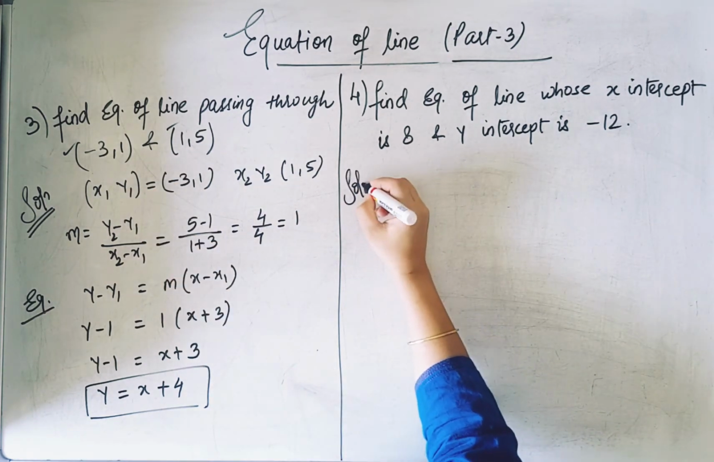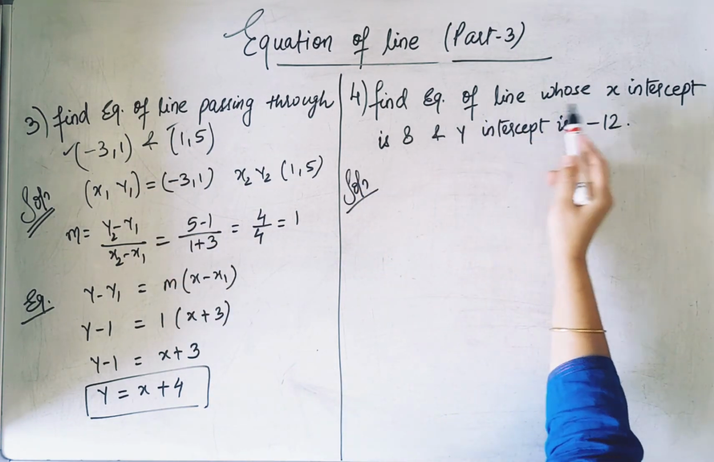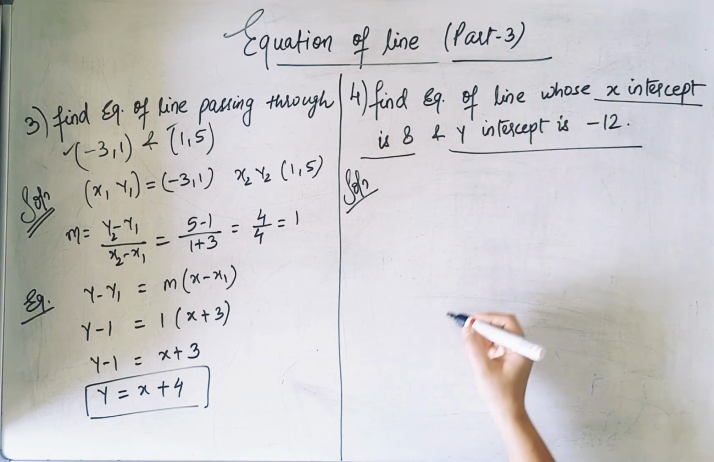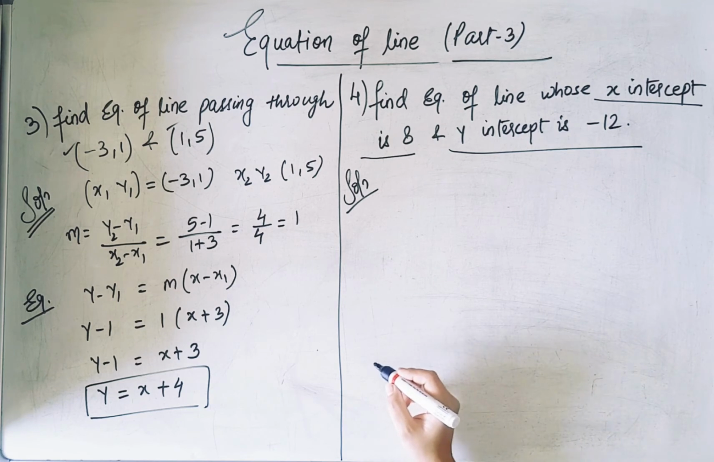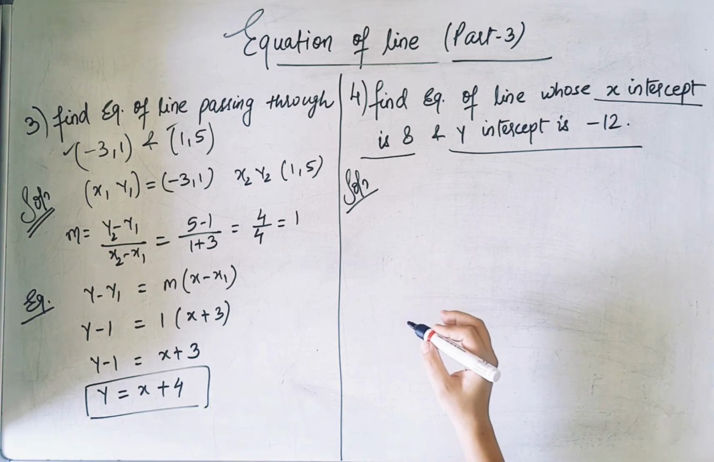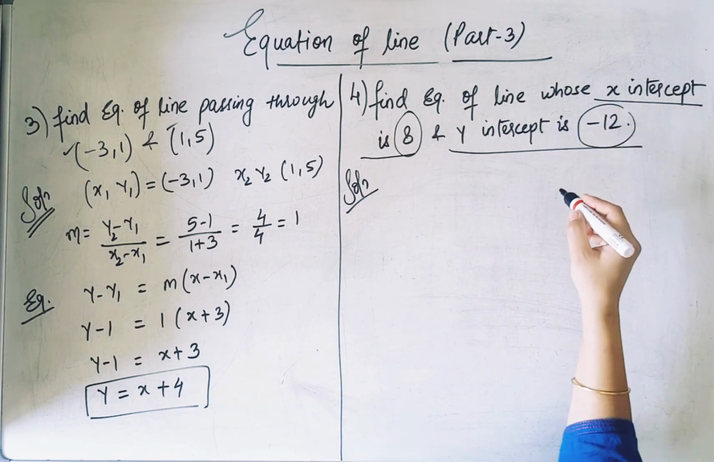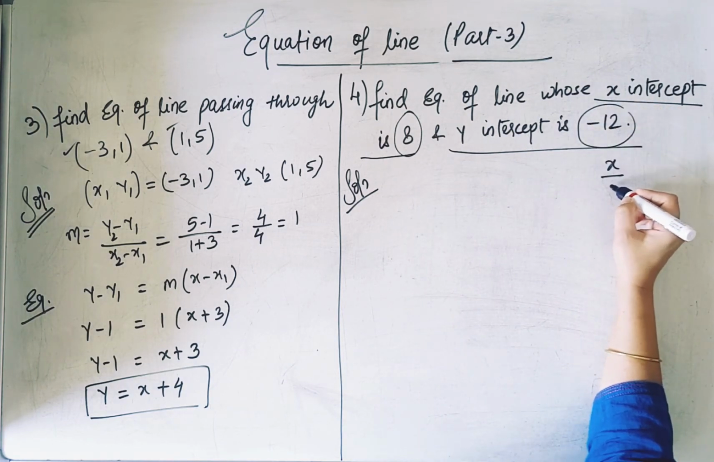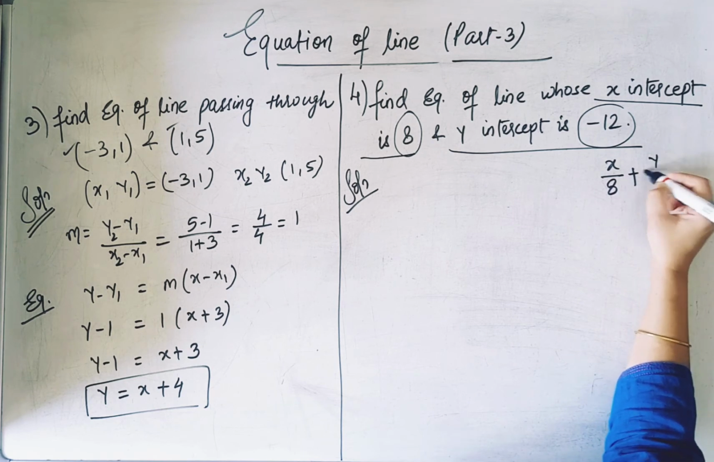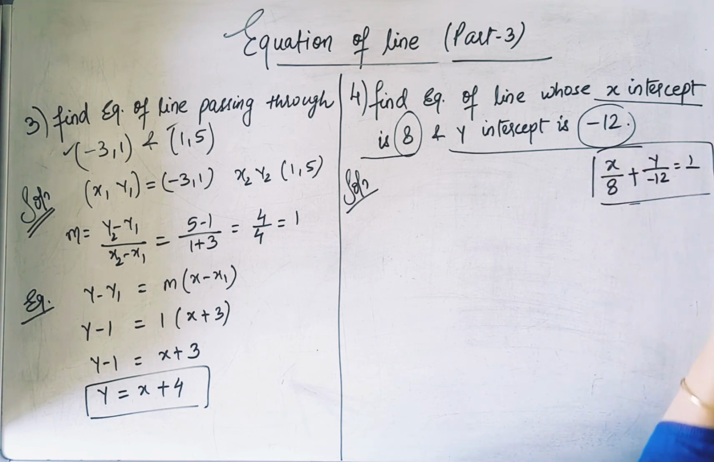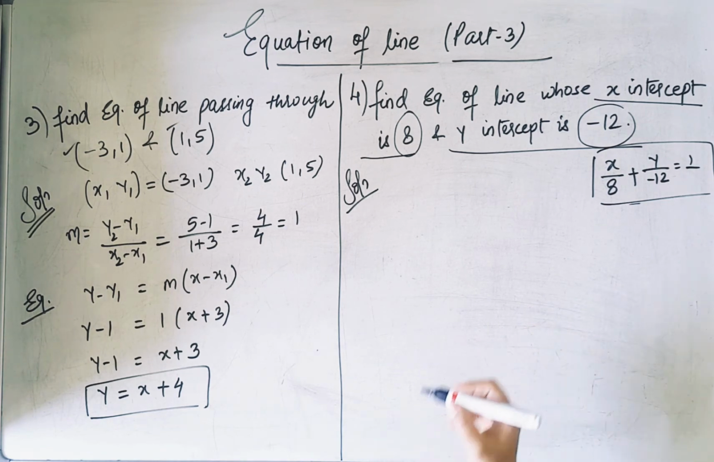Now the next question is what? Find the equation of the line whose x-intercept is 8 and y-intercept is minus 12. Now in this case I have told you the concept. You'll consider this as a and you'll consider this as b, and then you can write x by 8 plus y by minus 12 equals 1, and you'll solve it. You'll get your equation. There is one more method I'll tell you.